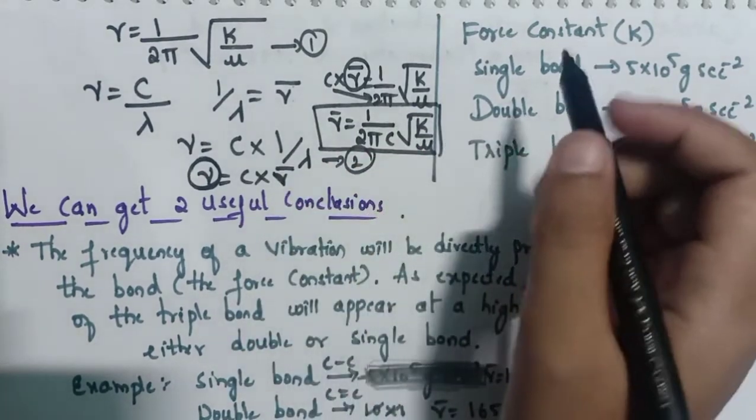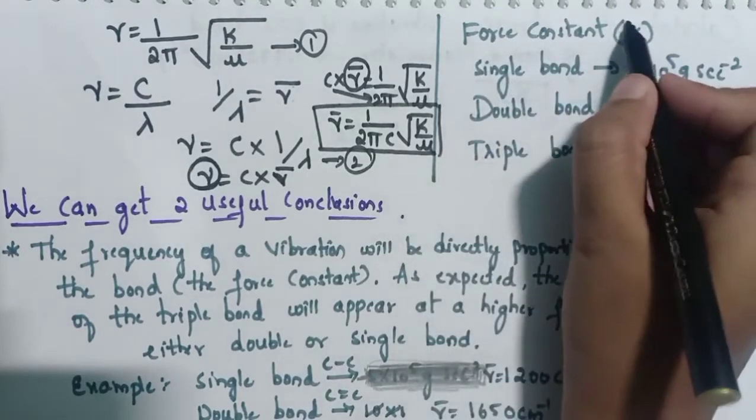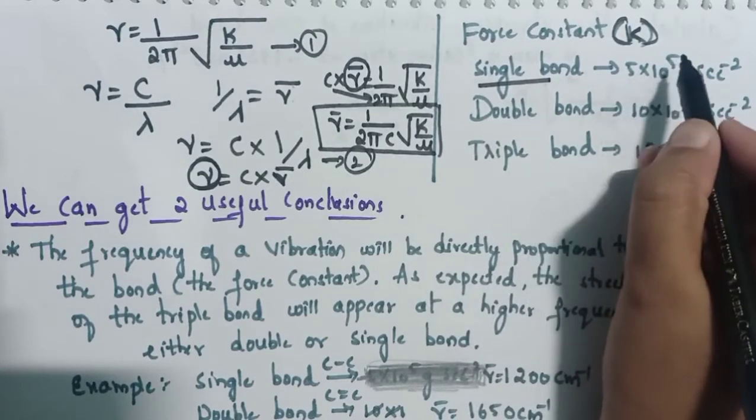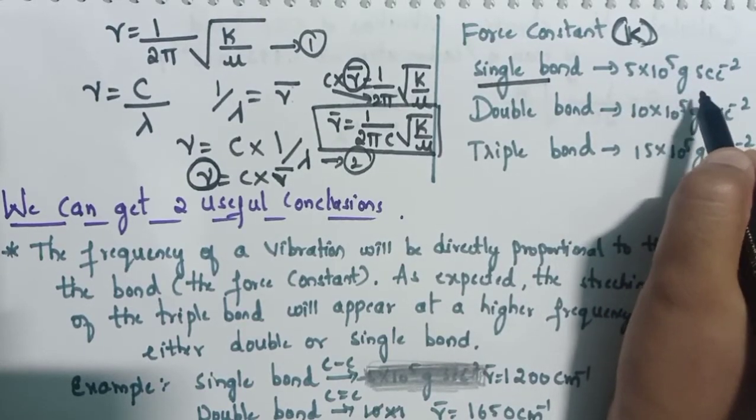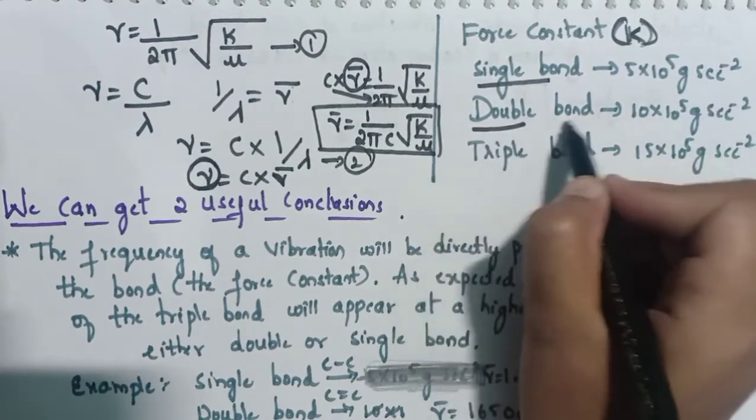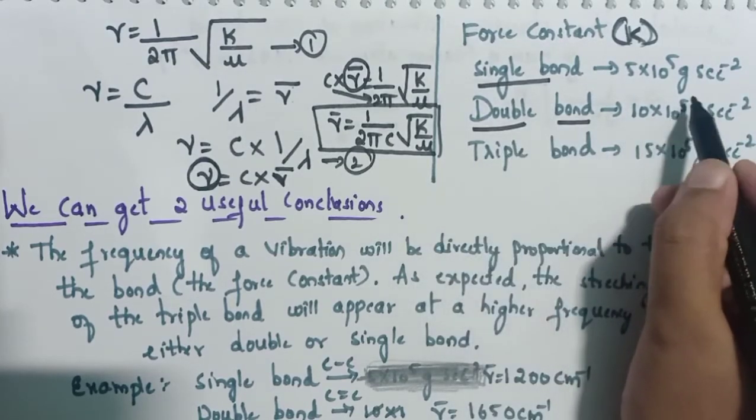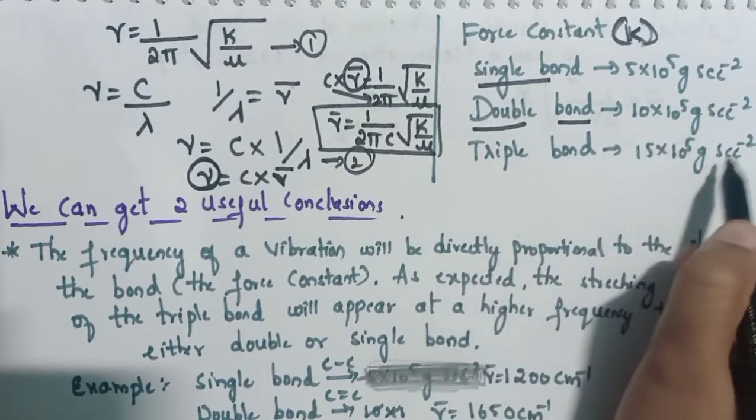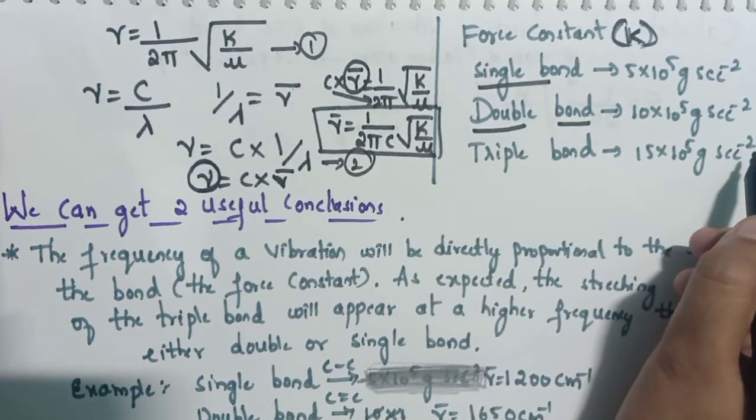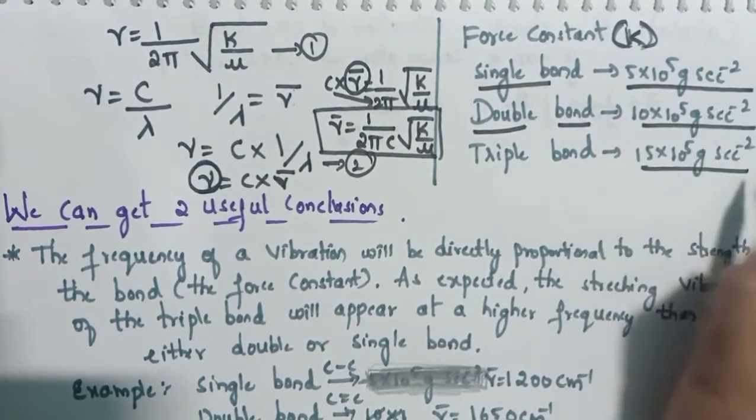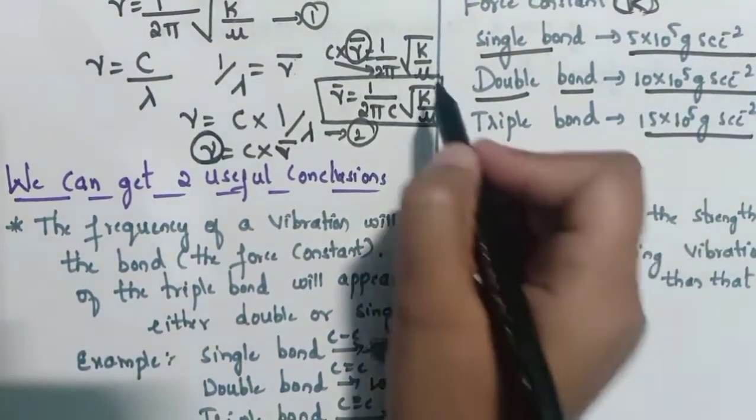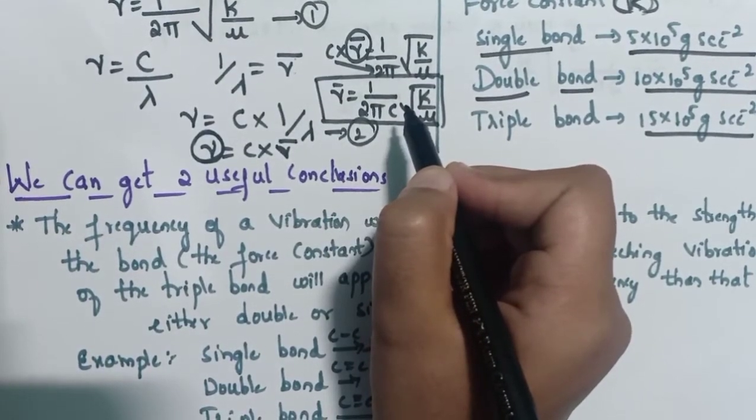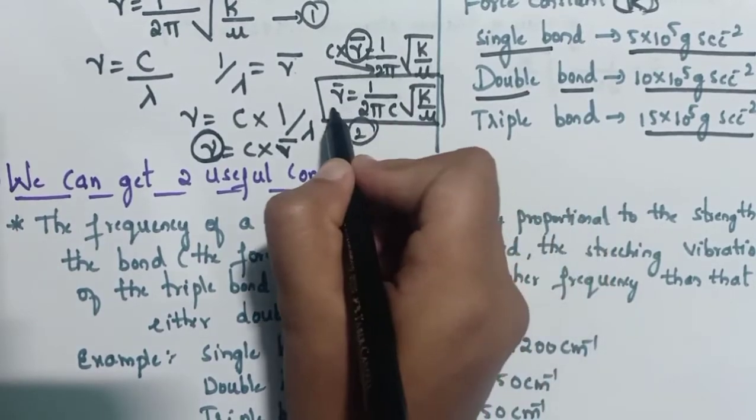Another important thing is that the force constant is represented by k. For a single bond the force constant is 5 into 10 raised to 5 grams per second square, whereas for a double bond it is 10 into 10 raised to 5 grams per second square. For a triple bond it is 15 into 10 raised to 5 grams per second square. These values are very, very important. Please remember them.